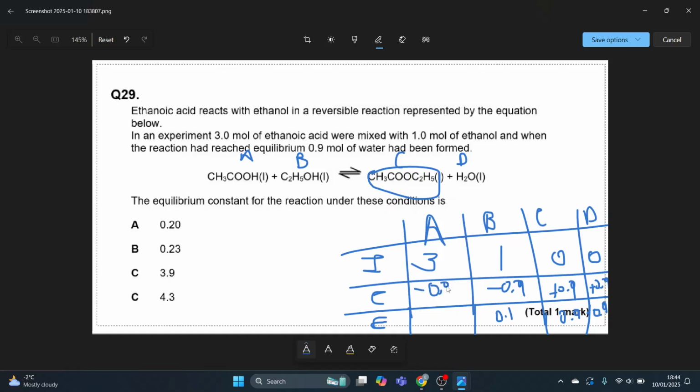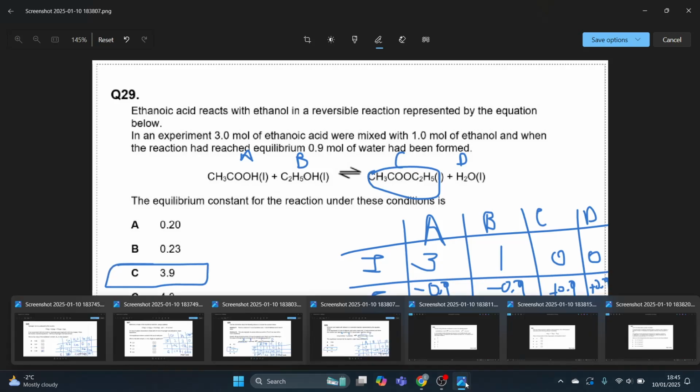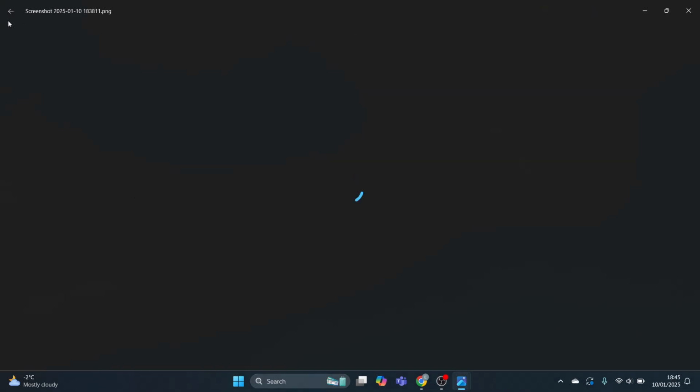minus 0.9, 2.1. Okay, the equilibrium constant is going to be C times D, 0.9 times 0.9 divided by 2.1 times 0.1. 3.857, 3.9. Question 30.